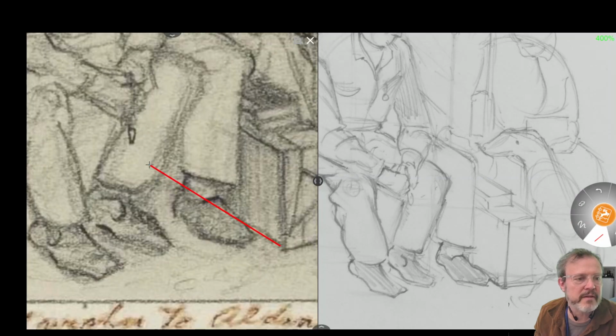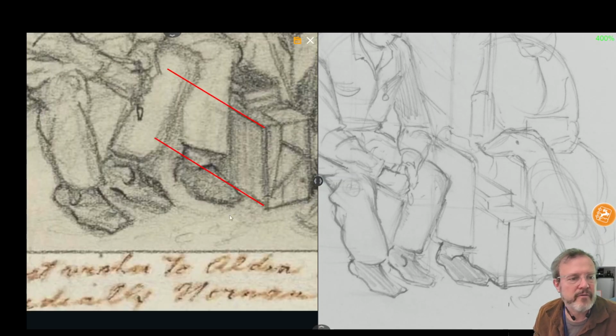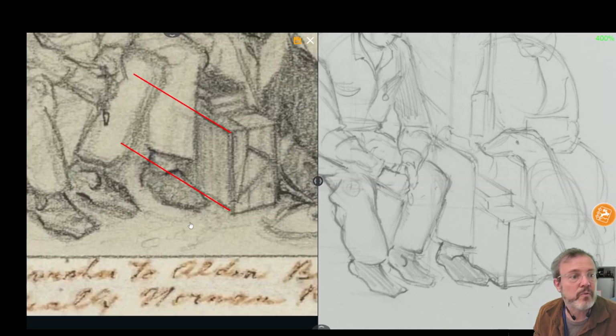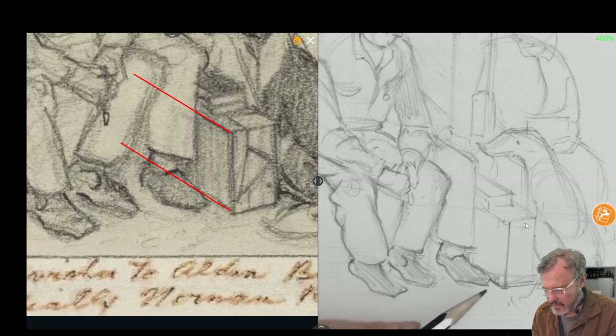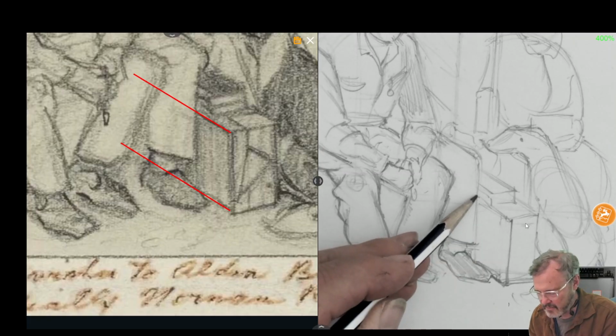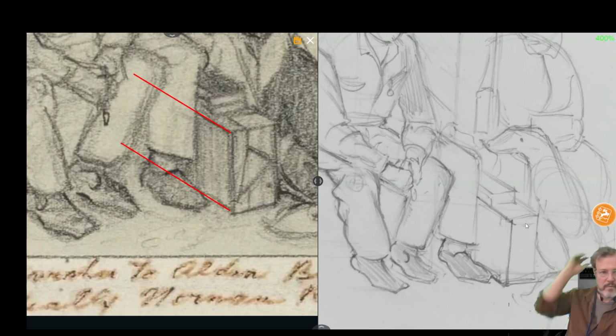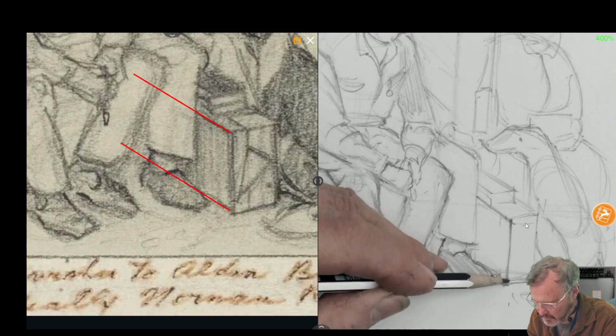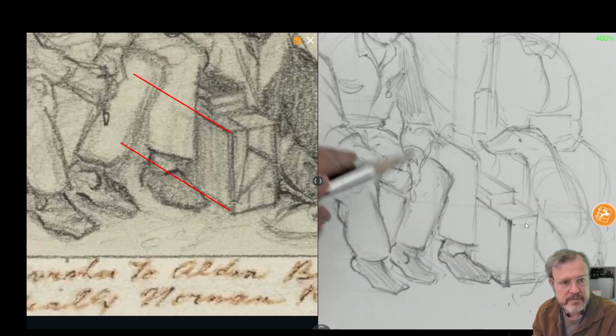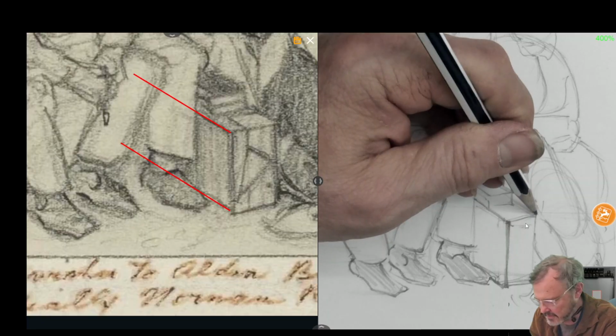It's interesting that Rockwell is not converging his orthogonals. You see that? He's choosing to make them exactly parallel, and he knew enough to where I think that's an aesthetic choice. So what does that mean?